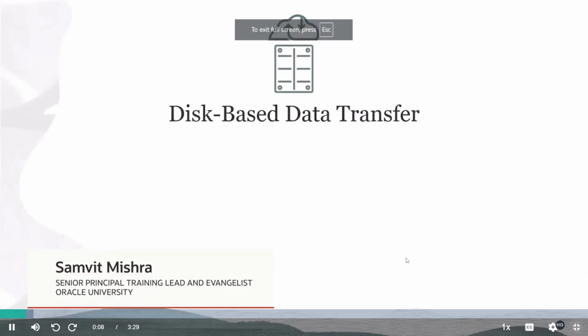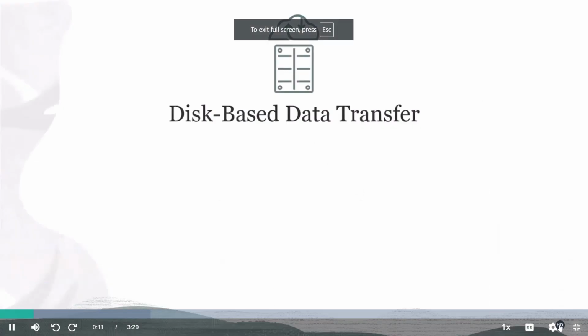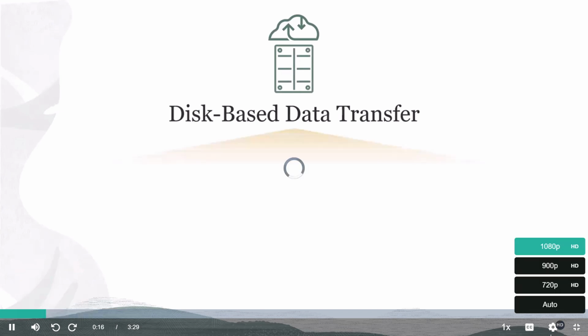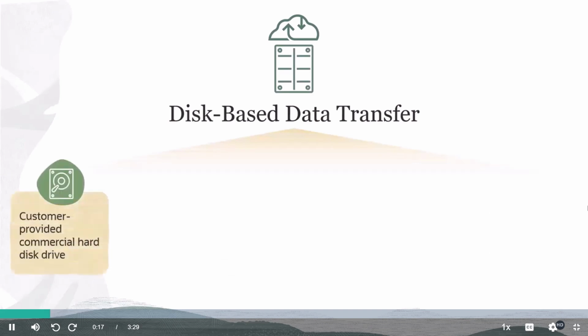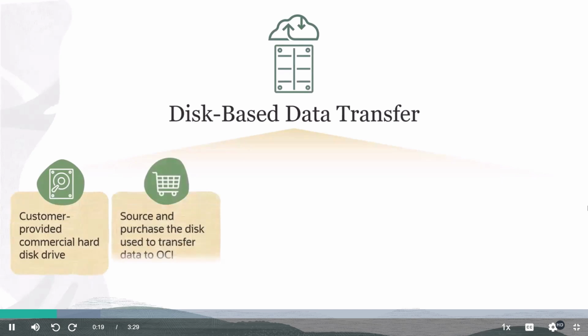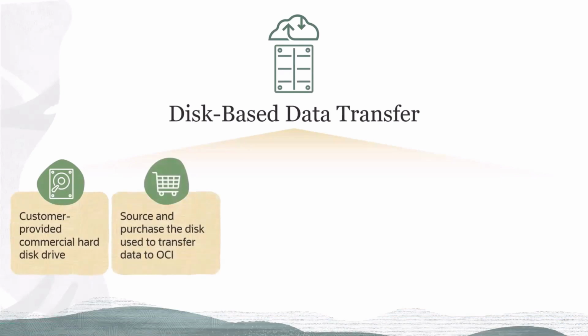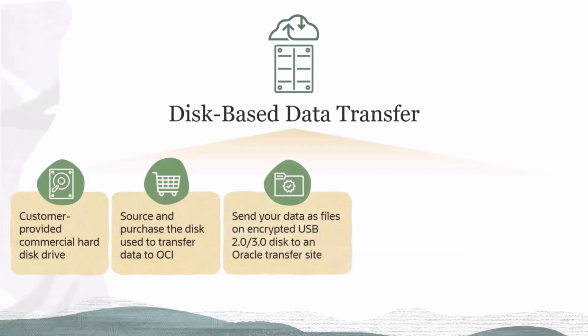Let's begin. So let's have a look at the high-level steps involved in performing a disk-based data transfer. This solution requires you to purchase the required number of hard drives to migrate your data to OCI. You have to install Data Transfer Utility for running disk-based data import jobs. After copying your data to a transfer disk, you can generate a manifest file using the Data Transfer Utility. You will then need to ship the disks to the specified Oracle data transfer site.